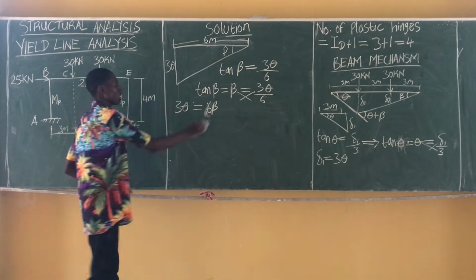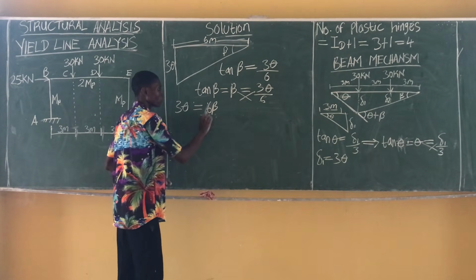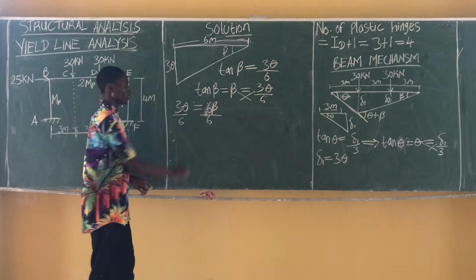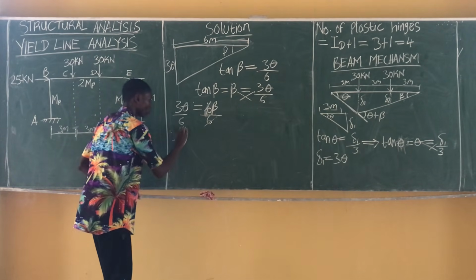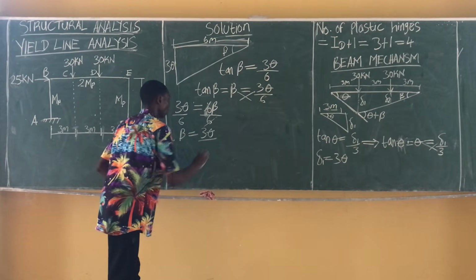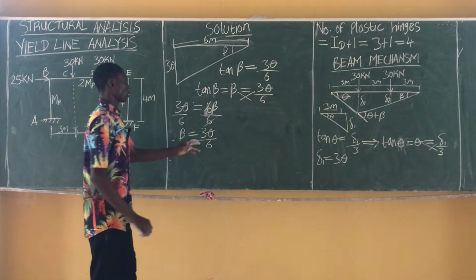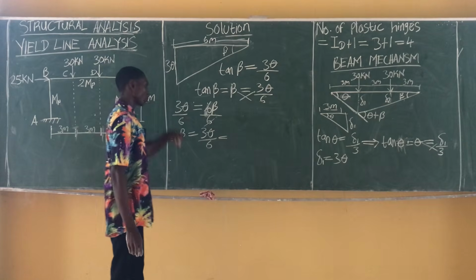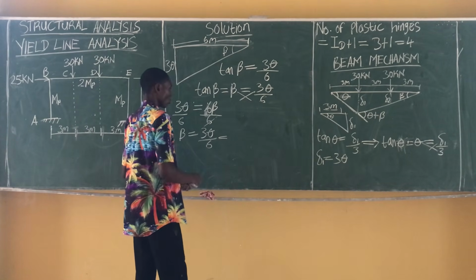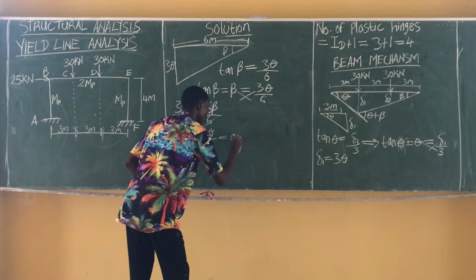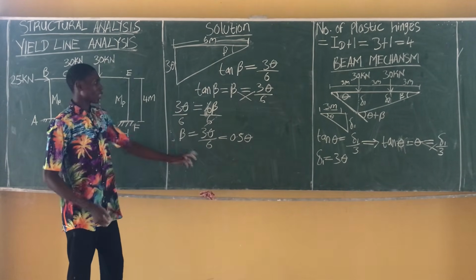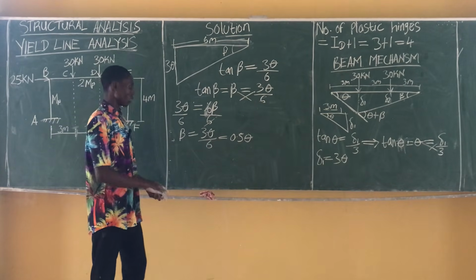So if we make beta the subject of the formula, we simply divide both sides by 6. So this takes away this. We have beta equal to 3 theta all over 6. 3 over 6 gives us 1 over 2, which is the same thing as 0.5. So this is equal to 0.5 theta. Hence, our beta is 0.5 theta.